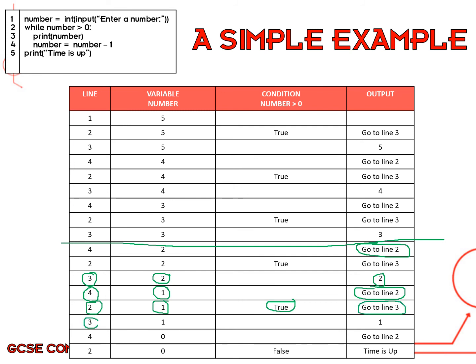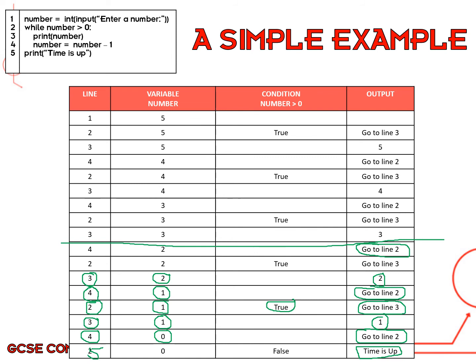On line 3, we check the number, we output it, and then we move to line 4, we subtract 1, and now we're up to 0. We go to line 2. This time, line 2, while number is greater than 0, 0 is not greater than 0, so we move down to line 5, and we output time is up. I've spotted a mistake on my own thing here. This should be line 5 at the bottom.